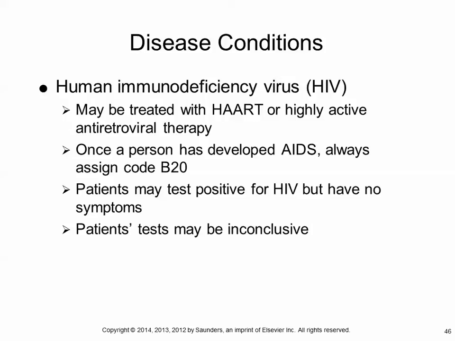However, let's say you have a patient who is admitted with Kaposi's sarcoma and they are confirmed HIV. Your principal diagnosis will be B20, the AIDS or HIV. Okay?